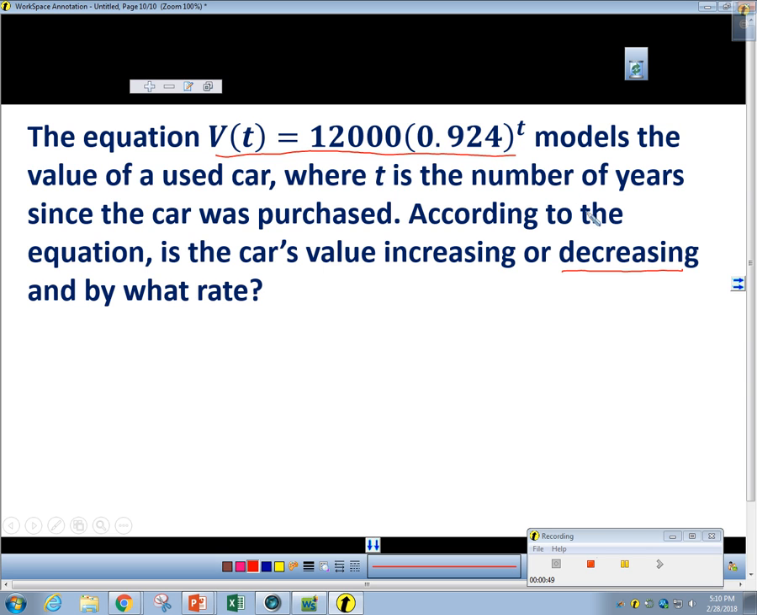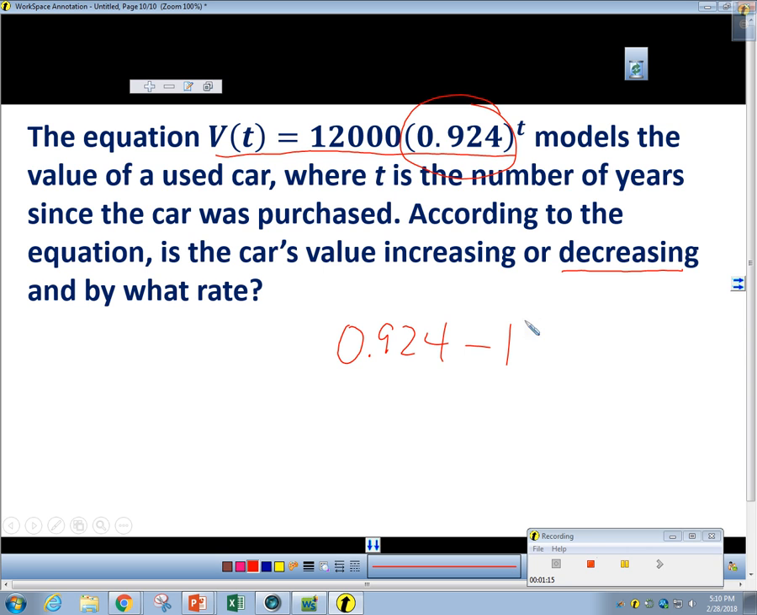Well, there's a little trick we can do with this. So what we're going to do is, all we care about when we're answering this question is the number in parentheses, this one right here. The 12,000 doesn't really matter for the question we're answering. And what we're going to do with it is we're going to take that number, 0.924, and we're going to subtract 1. And just type that in the calculator really quick, 0.924 minus 1. And just see what you get.